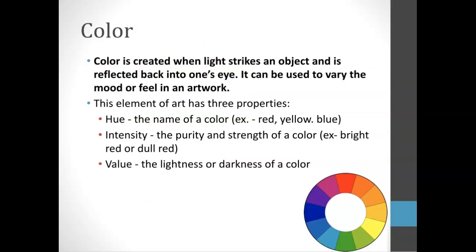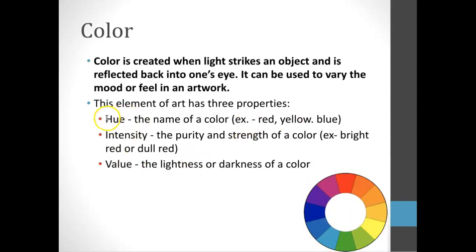Our next element of art is something called color. Color is created when light bounces off of something, and our eyes read that light in different colors. It can be used to vary the mood or feel in an artwork. So, for example, you might look up something called the psychology of color and think about how when you're photographing something, depending on its color, you can create this different mood based on that. For example, red can be more on an angry side of things. Yellow and greens, and even some of these blues, can be more calming.